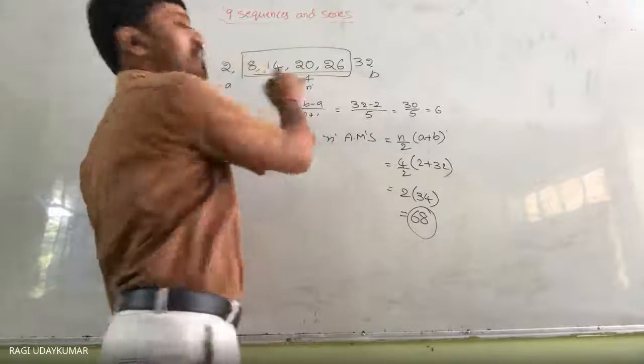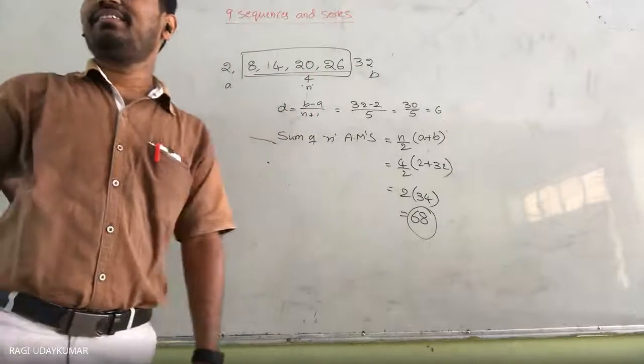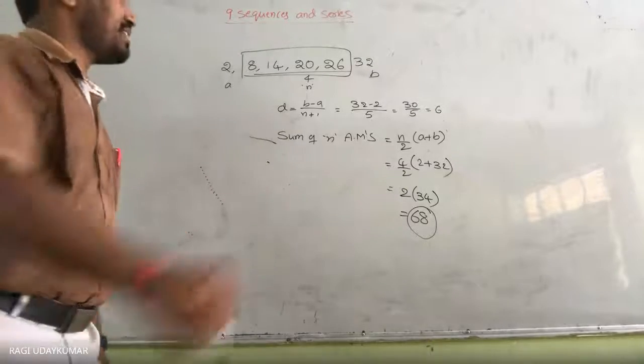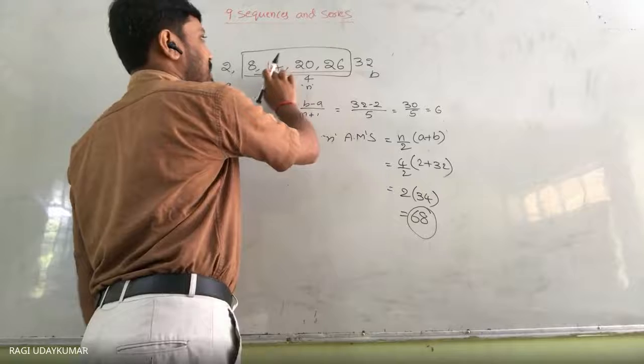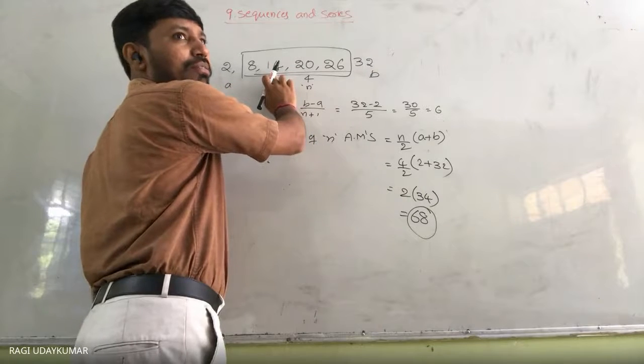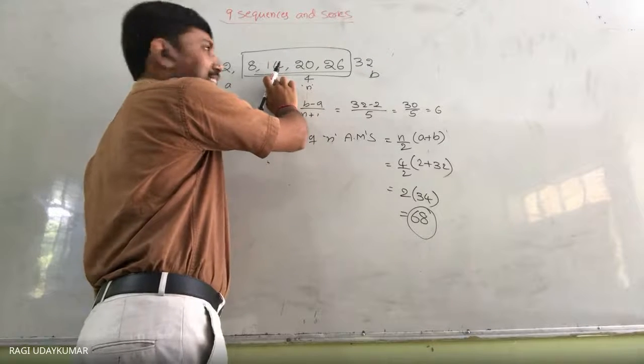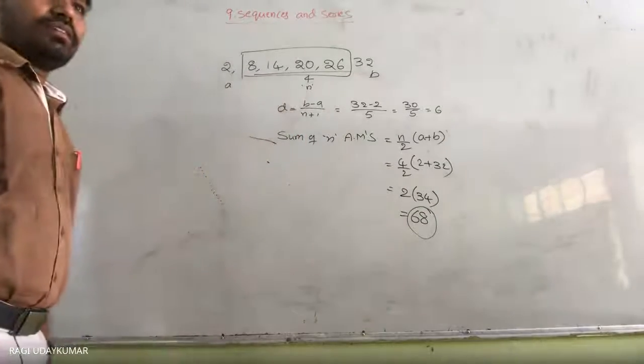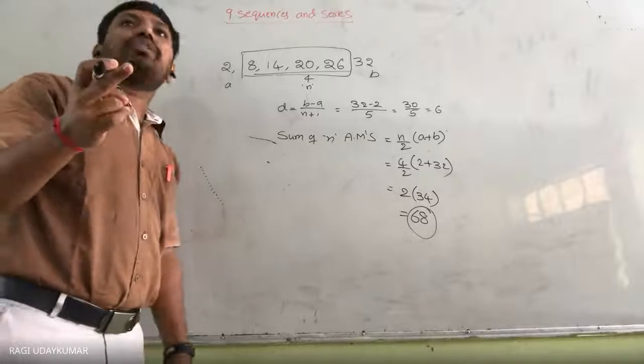Add them and check whether you are getting 68. 20 plus 26 is 46. 46 plus 14 is 60. 60 plus 8 is 68. 68 again. So these two formulas you can remember.